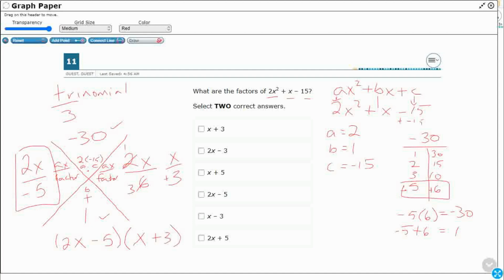And if we want, right, we can FOIL it out, 2x squared plus 6x minus 5x minus 15, and these two obviously simplify to my plus x, which is what I'm wanting. So I've got my answers here, x plus 3, and then 2x minus 5.